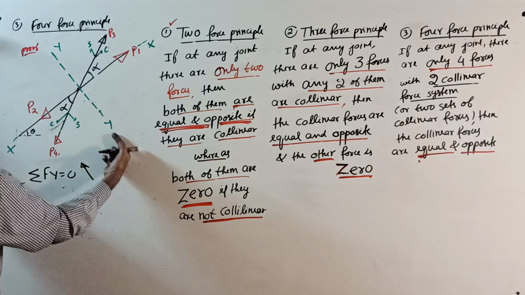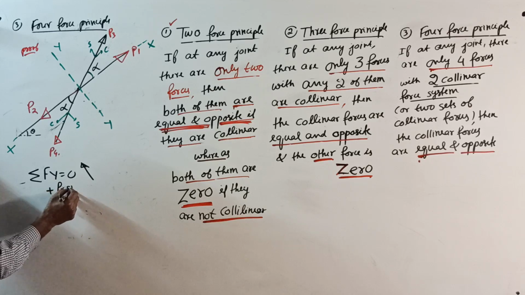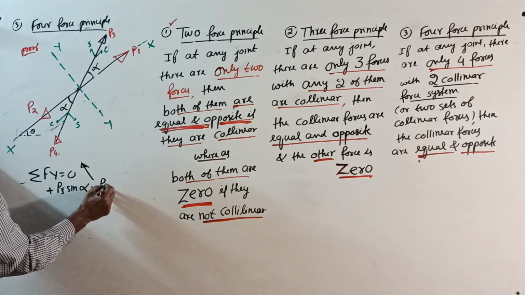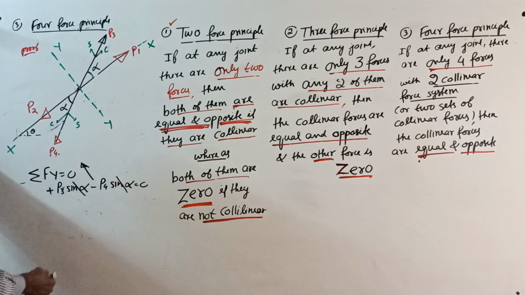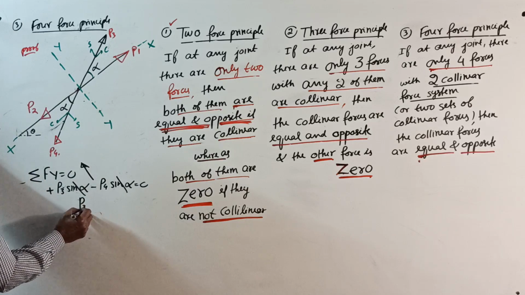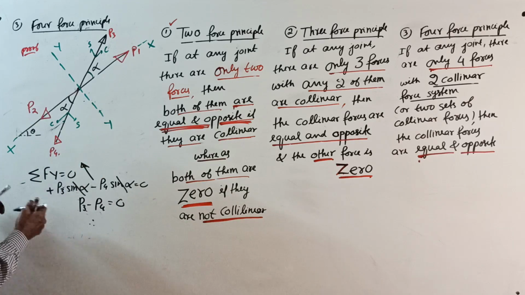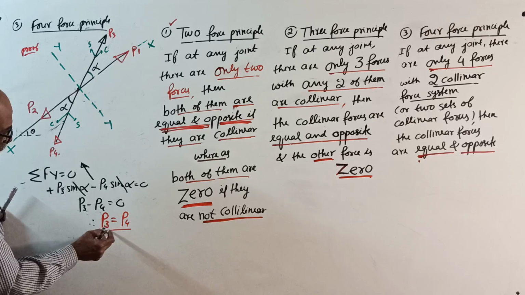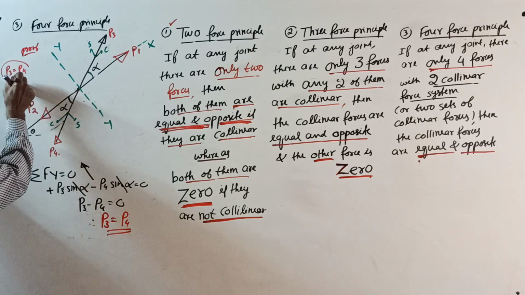So start. Sigma Fy equal to 0: plus P3 sin alpha minus P4 sin alpha equal to 0. Do one thing, sin alpha gets cancelled, or divide throughout by sin alpha. What you get? P3 minus P4 equal to 0. Therefore, your P3 becomes equal to P4. One answer came. So what we got now is P3 equal to P4.